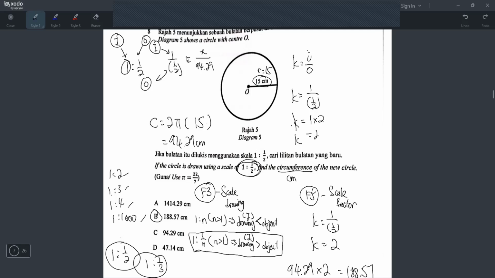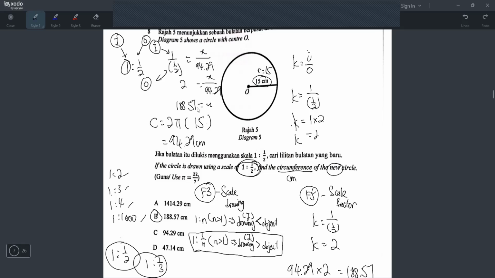Okay, since the formula is drawing divided by actual, the drawing I don't know, so I will just call it x, because I want to find the new one. And then the actual circumference is 94.29, and then I take 1 divide 1/2, which is 2, and then you end up with x over 94.29. Then you take 94.29 times 2, and use a calculator, and it will still give you the same answer, 188.57, right? So that's how you do it.